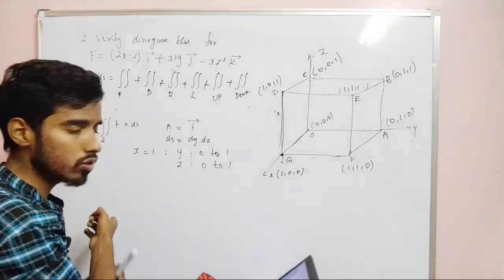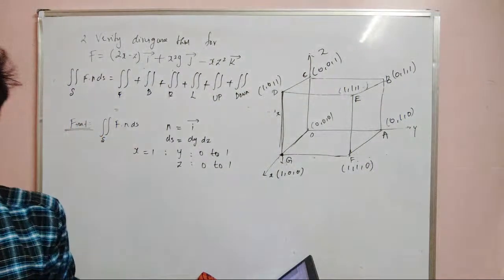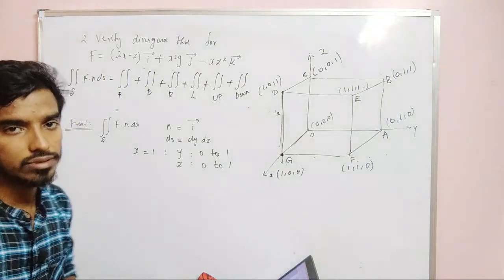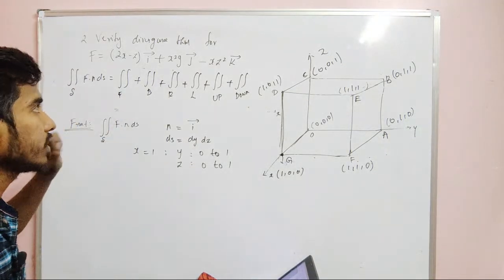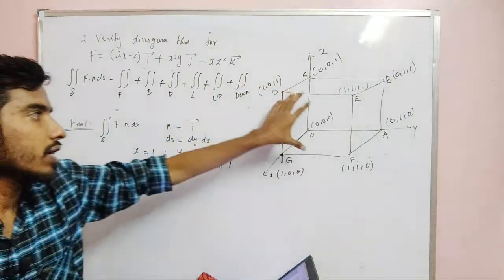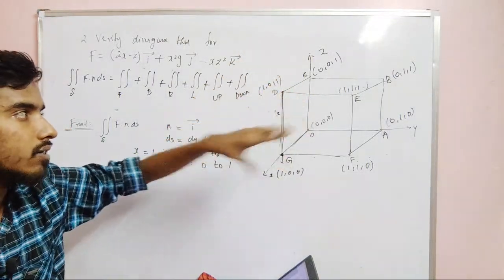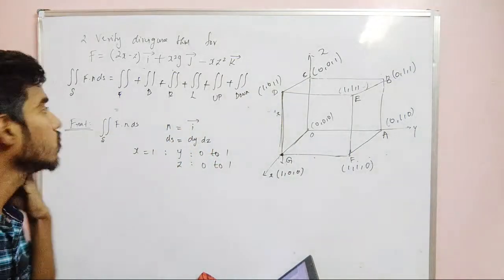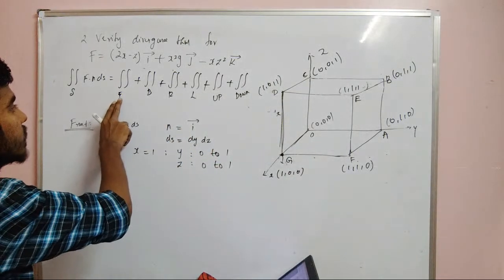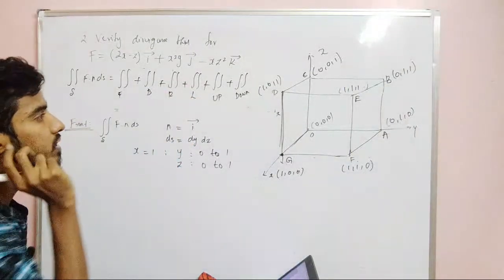So we have found the volume integral, and the volume integral answer turns out to be 11 by 6. Now we need to find the surface integral. To find the surface integral, we need to make front, back, right, left, up, down. So first, that's what I have written here: front, back, right, left, up, down.